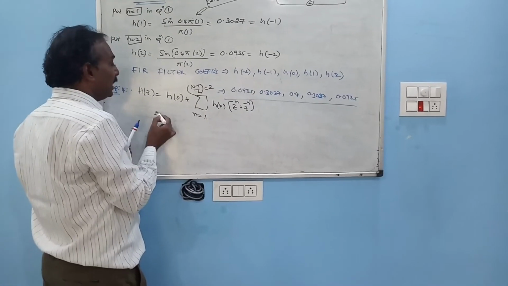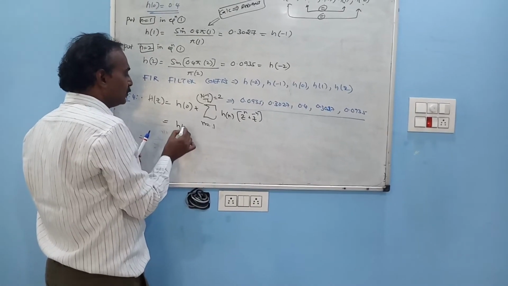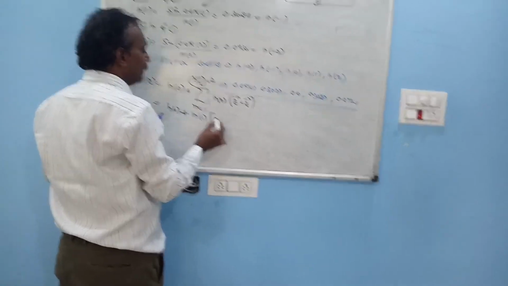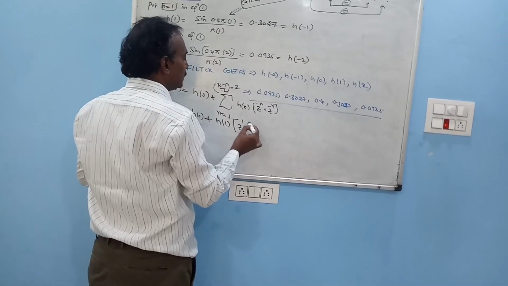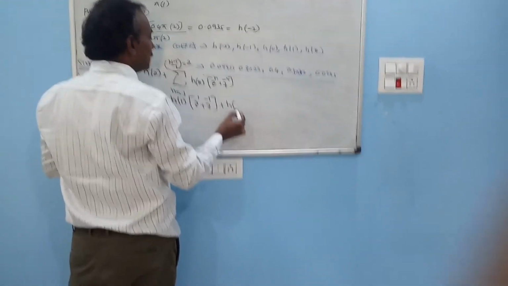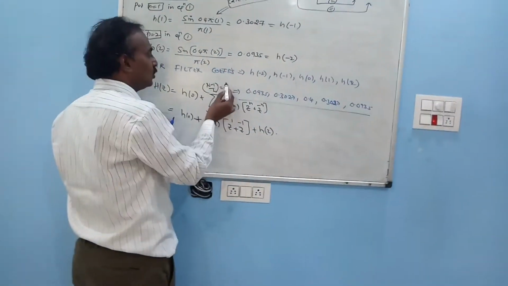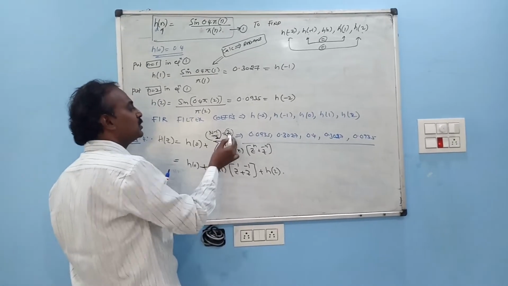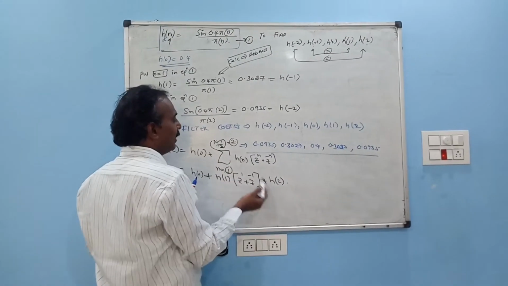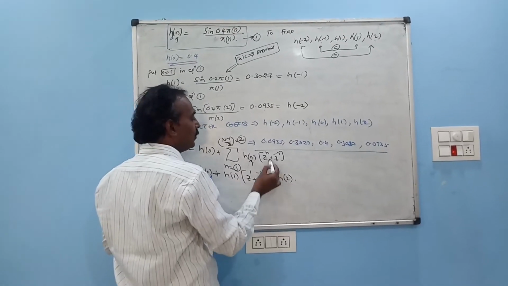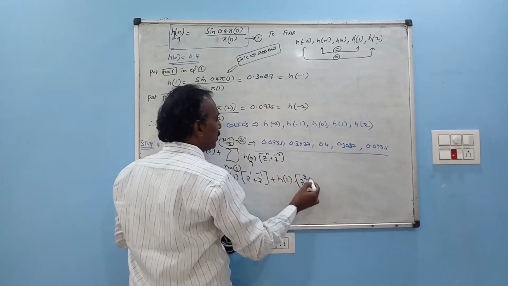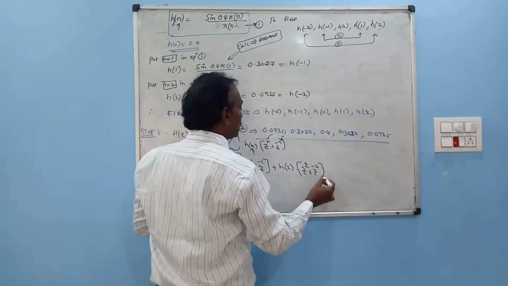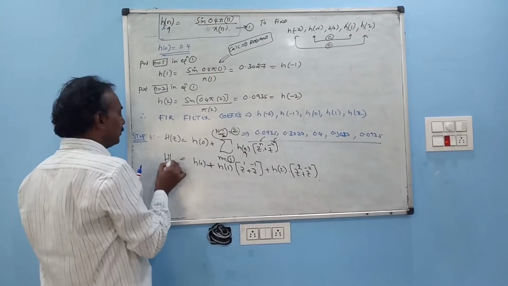Now if I expand, what do we get? This is h of 0. N is equal to 1, if I substitute, it is h of 1 multiplied by z power 1 plus z power minus 1. Now this is h of 2. When I put n is equal to 2, n values are from 1 to (N minus 1) by 2, which is 2. So if I put the second value in place of n, h of 2 into bracket z power 2 plus z power minus 2. So this is nothing but h of z.